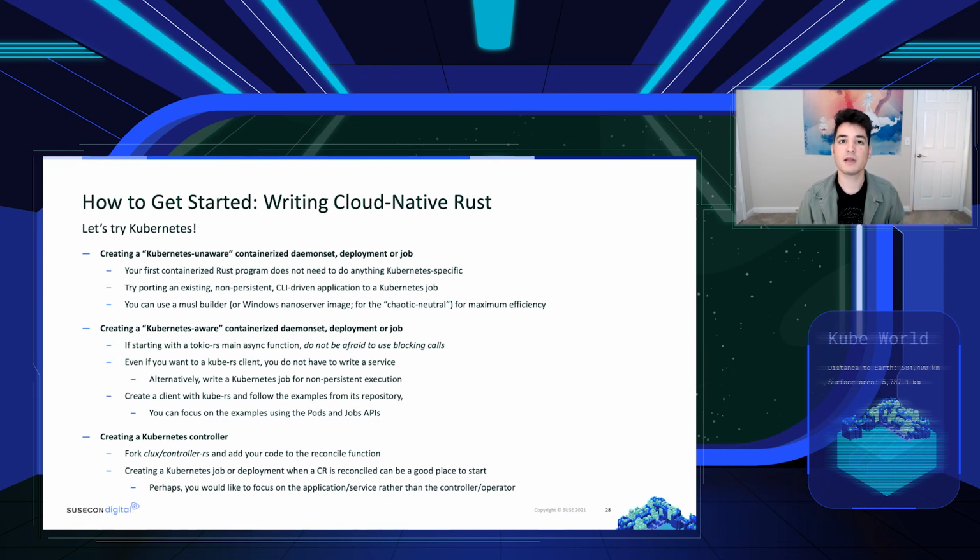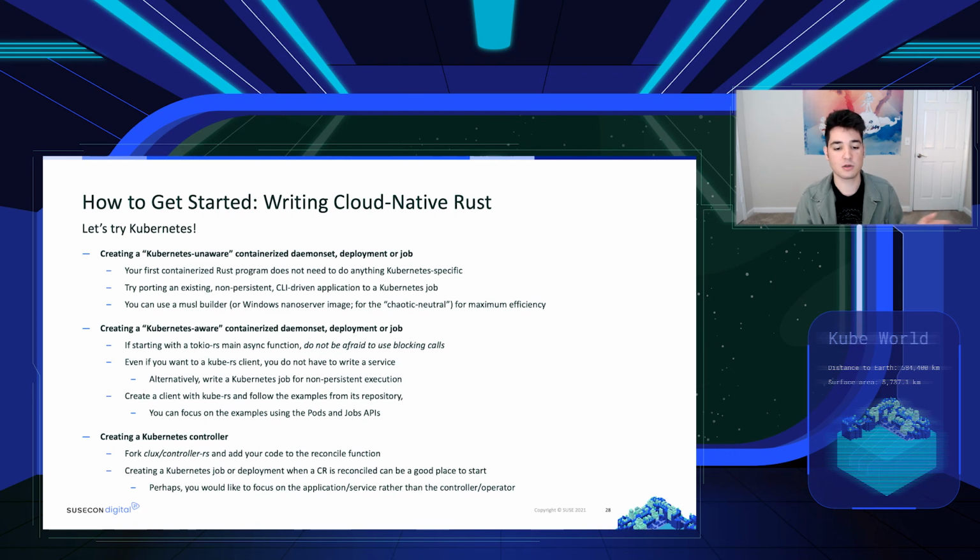Next, I would make a Kubernetes-aware containerized app. So this would be something that uses kube-rs, but isn't necessarily reconciling Kubernetes resources. Don't be afraid to use blocking calls if you're using tokio-rs or any kind of asynchronous programming, at least to get a feel at the beginning so that your code behaves more predictably. If you want to use kube-rs, you don't actually have to write a service. You can write a job again if that works for you. And then you can follow some examples from the kube-rs repository in order to get used to using the pods and jobs API.